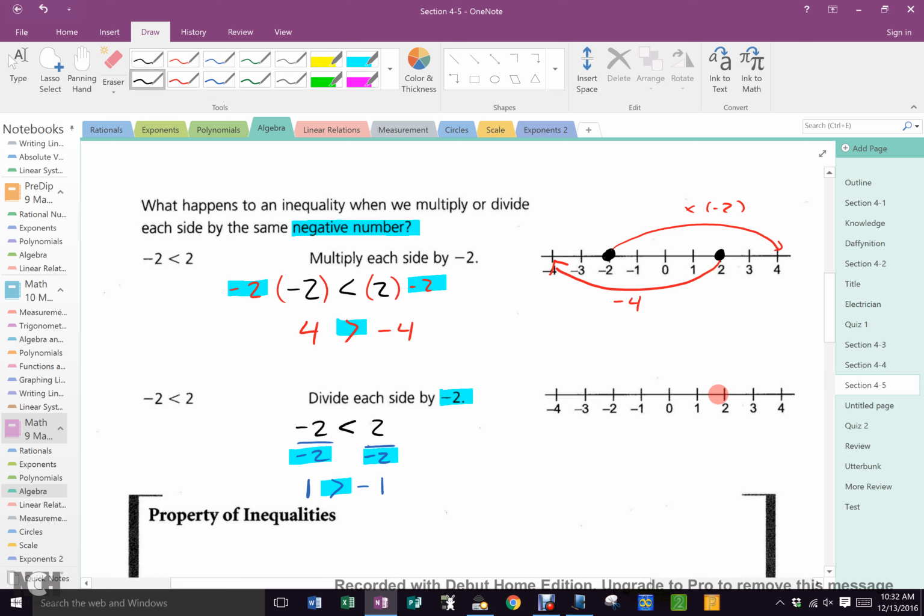What happened over here? I was at 2 and -2. Then I divided by -2, and I divided by -2. And you can see they switched places.